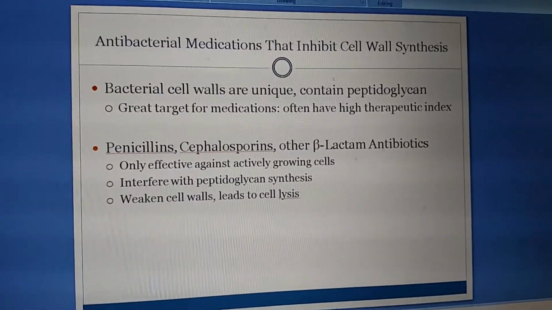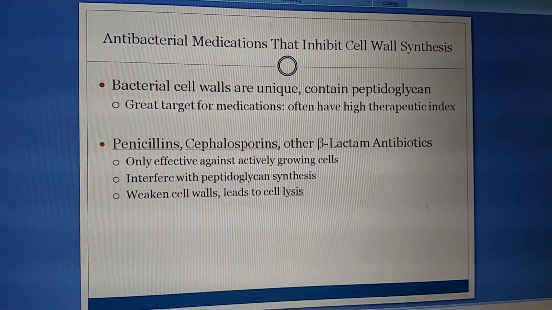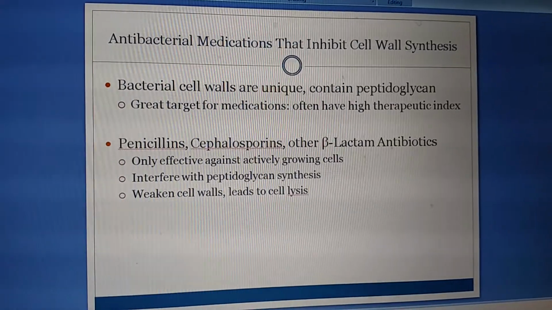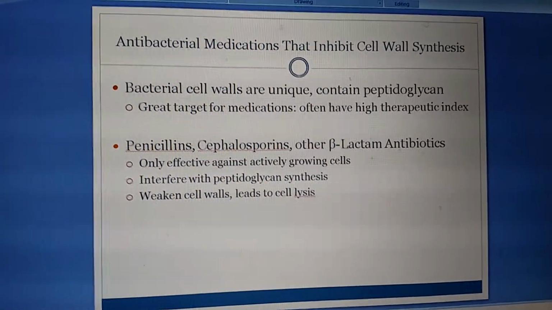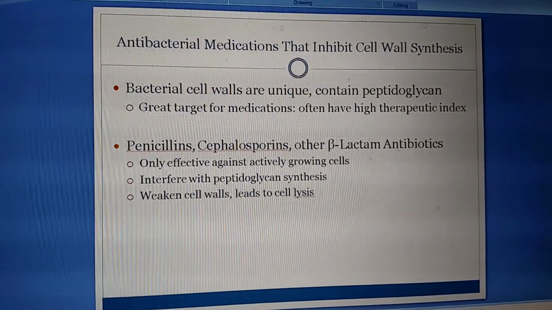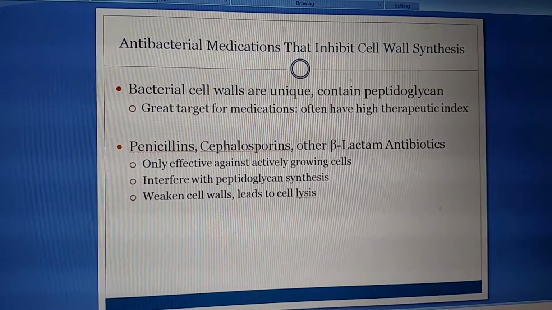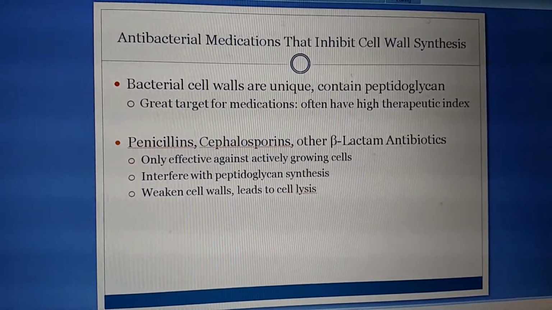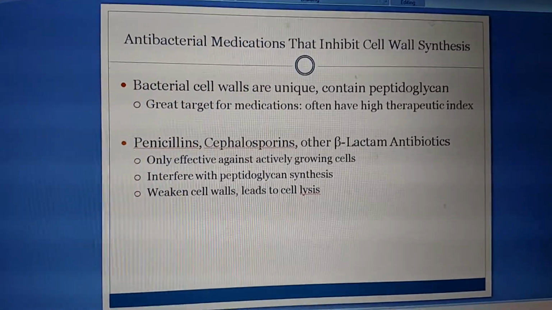Remember, when you look at the cell wall of a bacteria, it's unique because it has peptidoglycan. Plants have cellulose, fungi have chitin, and archaeans have pseudopeptidoglycan. So because bacteria have this and humans don't, it is a great target for medications because the majority of the time they actually have a high therapeutic index. So these are going to be drugs like penicillin, cephalosporin, and the beta-lactam antibiotics.